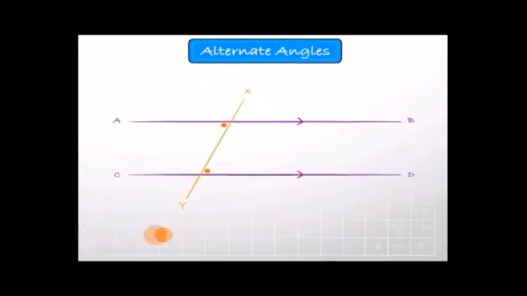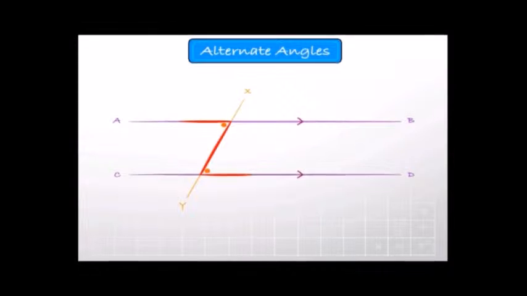These two angles are equal in magnitude. We say that these angles are alternate angles as they lie on opposite sides of the transversal XY. In other words, they alternate. Often, alternate angles are associated with a Z shape. So, if the parallel lines and the transversal form a Z shape, we may need to consider alternate angles.